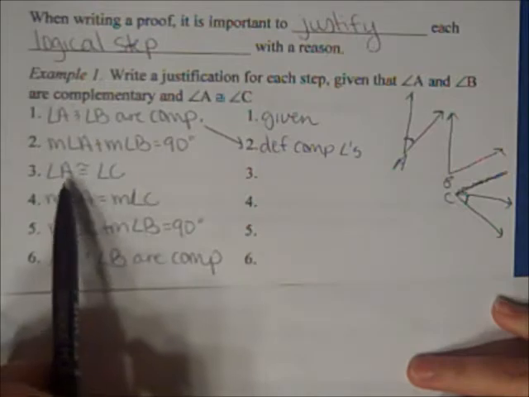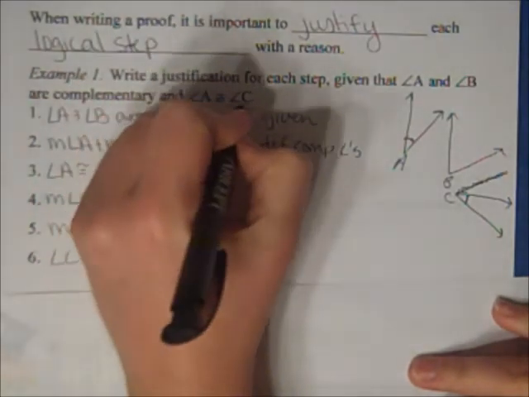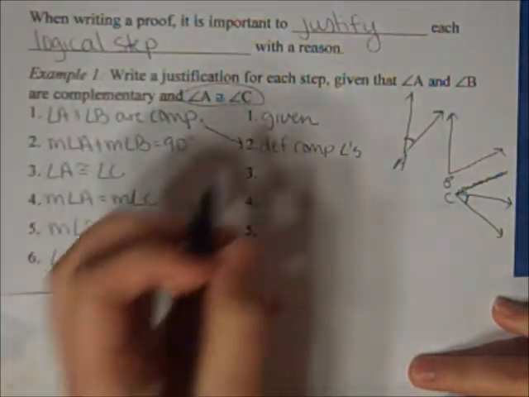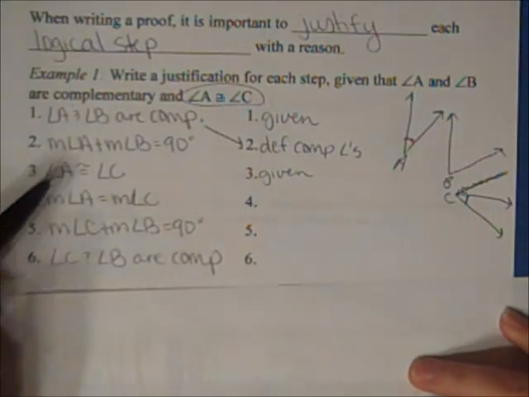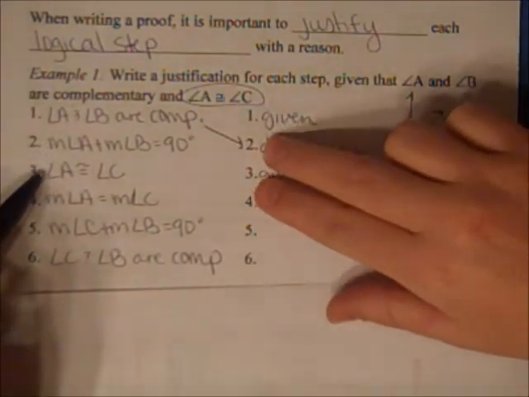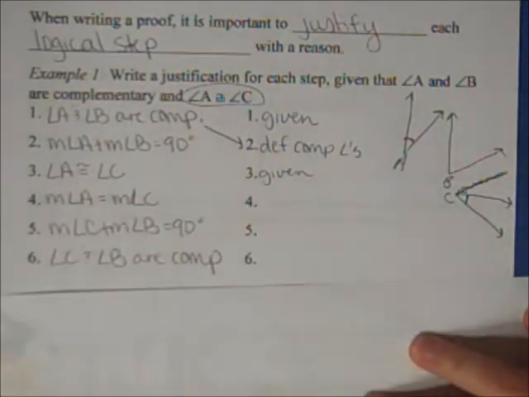Okay, next, angle A is congruent to angle C. Well, how do we know that? They also told us that in the problem, so that is another given. Now, I prefer to put all my givens together, so I probably would have switched these 2 steps, and it would still be correct. It just is a matter of preference there.